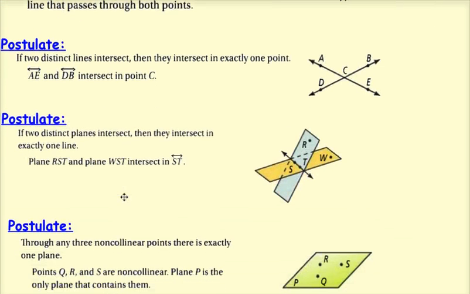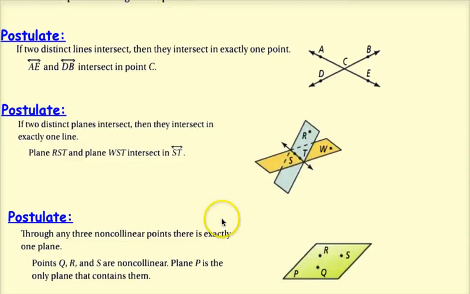Another postulate we have is if 2 distinct planes intersect, then they intersect in exactly one line. So I have plane RST, okay, which is the blue plane right here, and that intersects with plane WST, which is the yellow plane right here. And they intersect in one line, and that line is ST. So 2 planes are going to intersect, and they intersect in one line. Think about the walls of a room, like the front wall of the room and one of the side walls of the room. They intersect in that corner there, and that corner is a line.